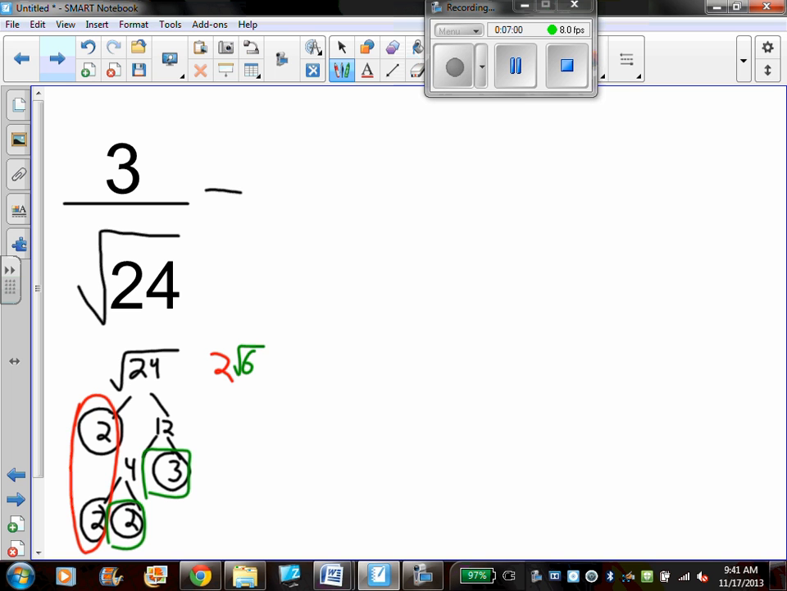So this is going to be the same thing up here as 3 over 2 times root 6. The way that we get rid of roots in the denominator is we're going to multiply both the top and the bottom of the fraction by the same thing, which basically means we're multiplying by 1, because anything divided by itself is 1. So we're going to multiply the top and the bottom by root 6.